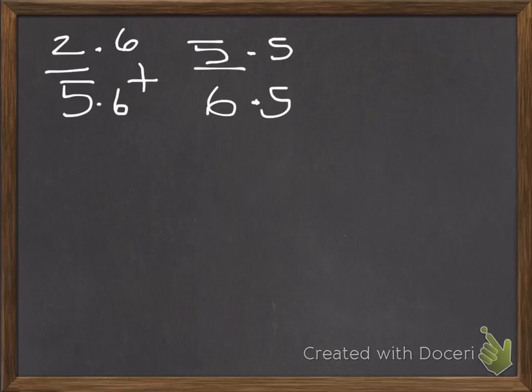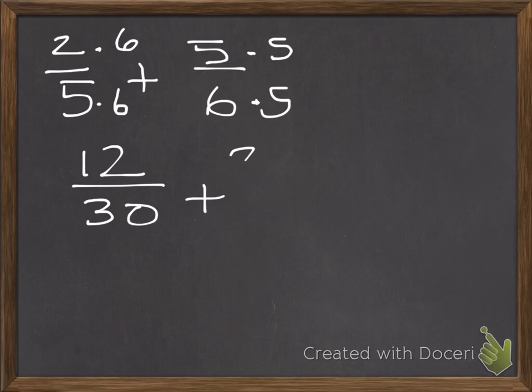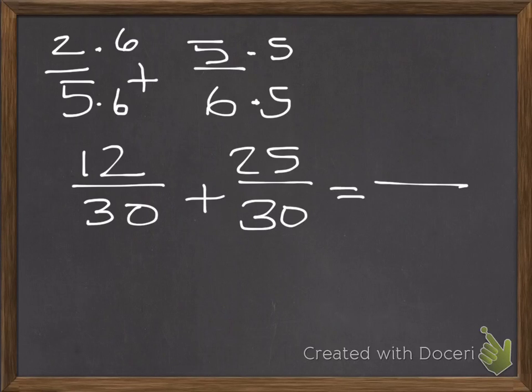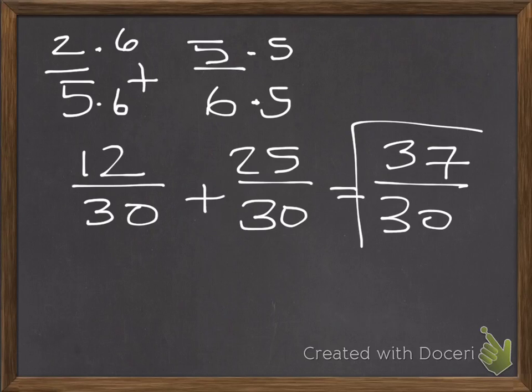So we multiply each part to make the denominators 30. And that gives us 12 over 30 plus 25 over 30. And then we follow what we have been doing and keep the denominator and just add the numerators. And we can't simplify, so we leave it like that.